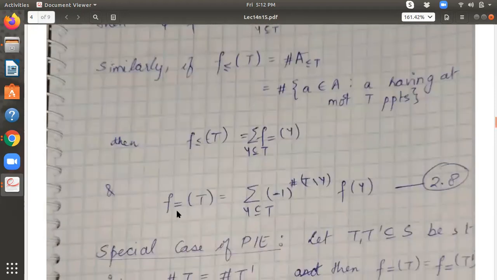So, F equal to of T is the summation of minus 1 raised to the cardinality of T minus Y, Y subset of T, F_y. All right?